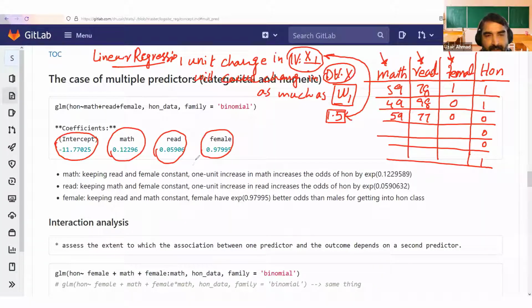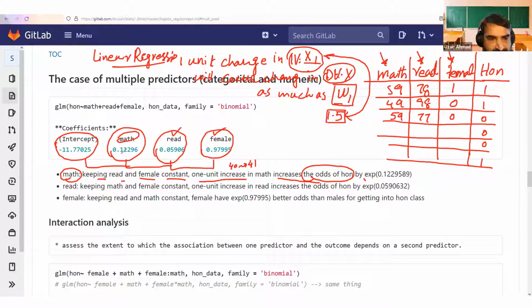In case of logistic regression, our weights, our coefficients are going to give us a different interpretation. And that is, for the math score, we are going to read the model like this, keeping read and female constant. So they don't change. We change only math score. One unit increase, let's say if student has 40 score and we change it to 41, one unit increase in math score increases the odds of being in honor class by how much? As much as this coefficient.